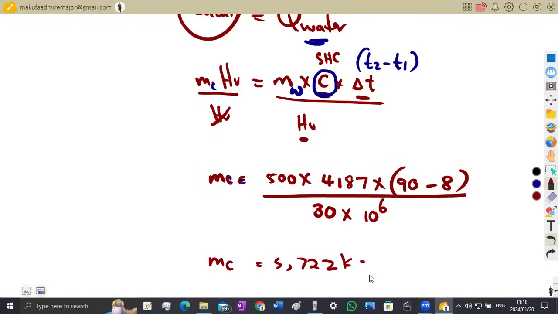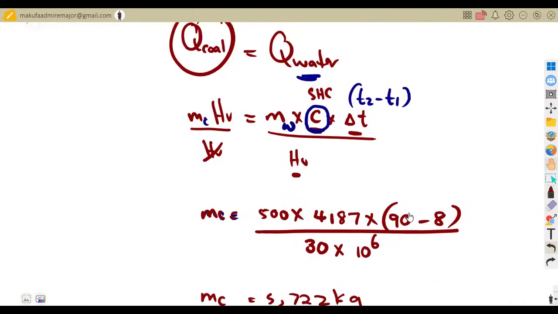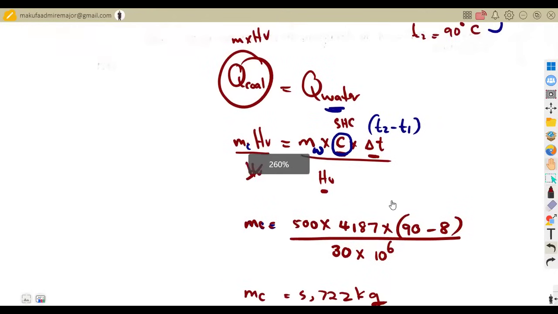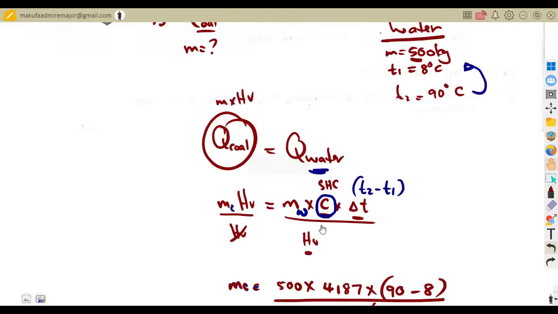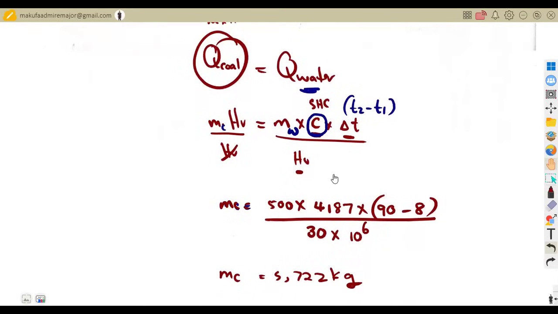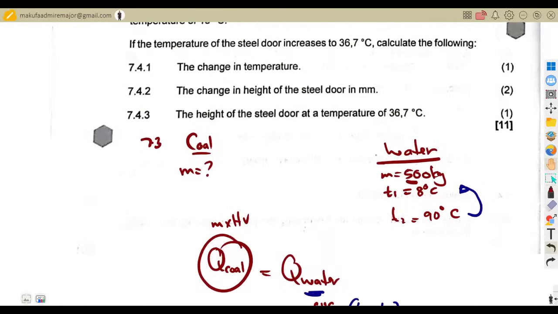5,722 kilograms. Remember, this is the mass that we are calculating, so it's going to be in kilograms. That was the idea of the question. This is how we answer our question. Since the heat is not lost, it means we have the same heat for coal and for water at the end, when the temperature is at 90 degrees Celsius.